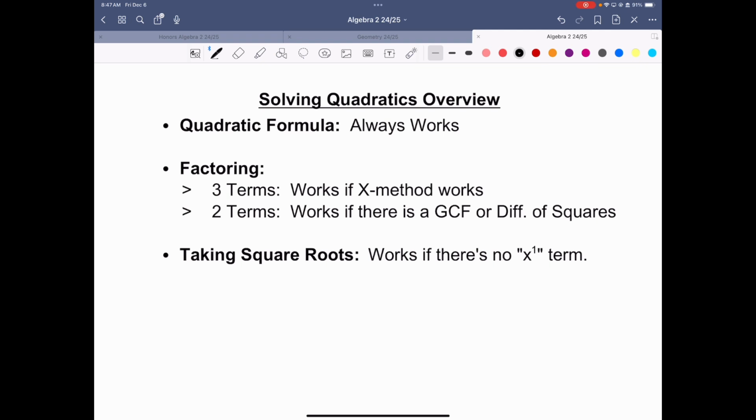We talked about this yesterday, or I don't know, it was a day this week. Taking the square roots, using the square root method, always works when you have two terms and there's no x term in there. We don't have that b value. So that's where we're at.